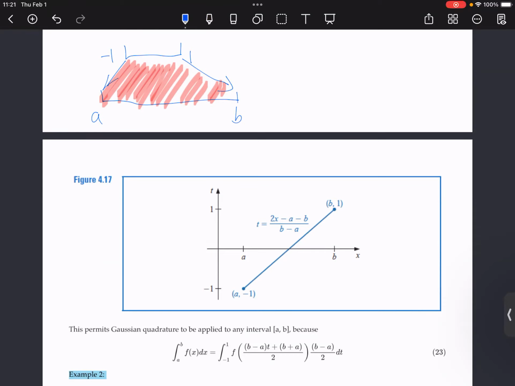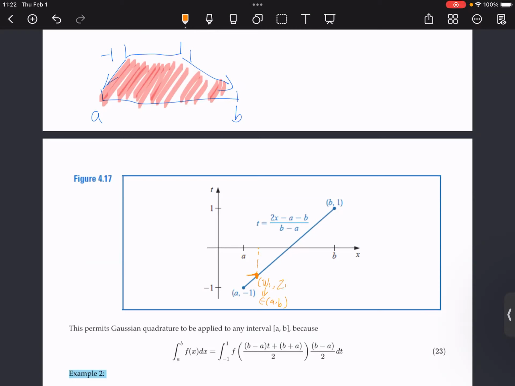You will see that for this interval, by this linear function, let's call this W1. W1 is in between A and B. Any point on this line has an X value W1 in between the interval A and B. But with the Y value, the T value, it's mapping. Let's say this is X1, and it's mapping to T1, and T1 is in between the interval -1 and 1.